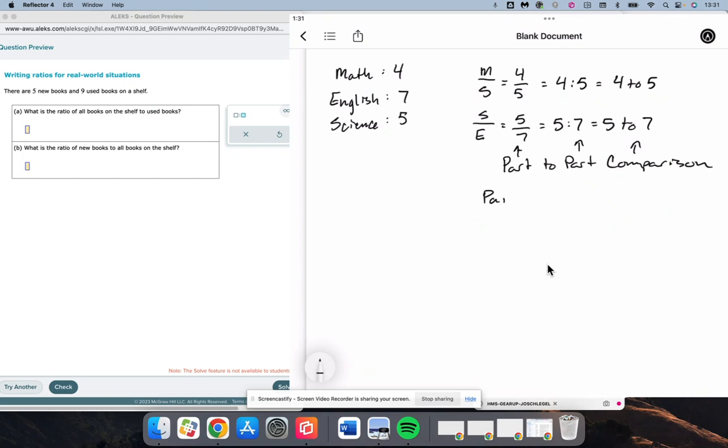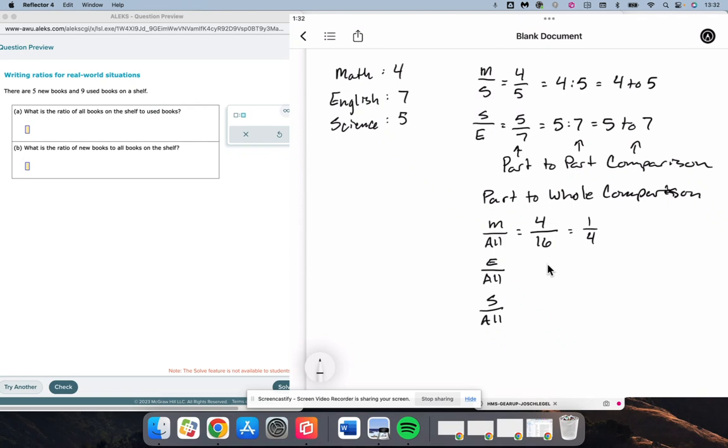If we were to do the other type of comparison, which is a part to whole comparison, we could do something like comparing math books to all the books, or English books to all the books, or science books to all the books. For math, we would end up with 4 books out of, it looks like we've got 16 total books. We could also simplify that to say this is 1 out of 4, so 1 math book for every book on the shelf in total.